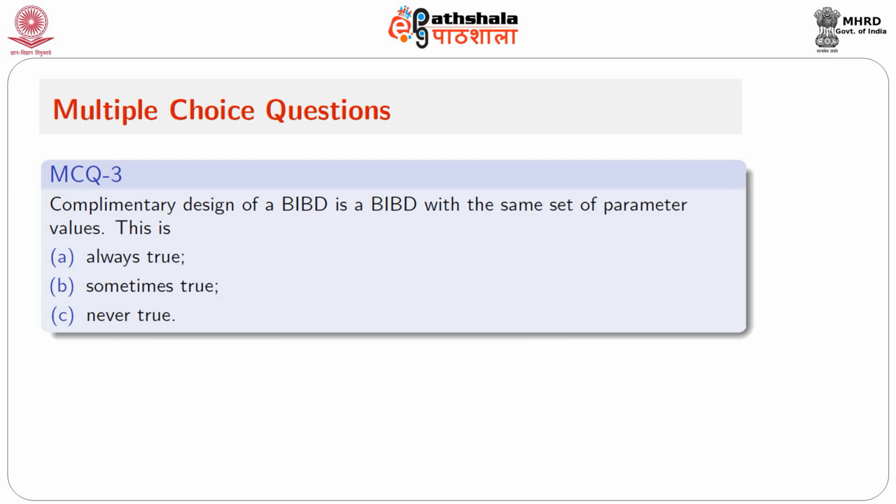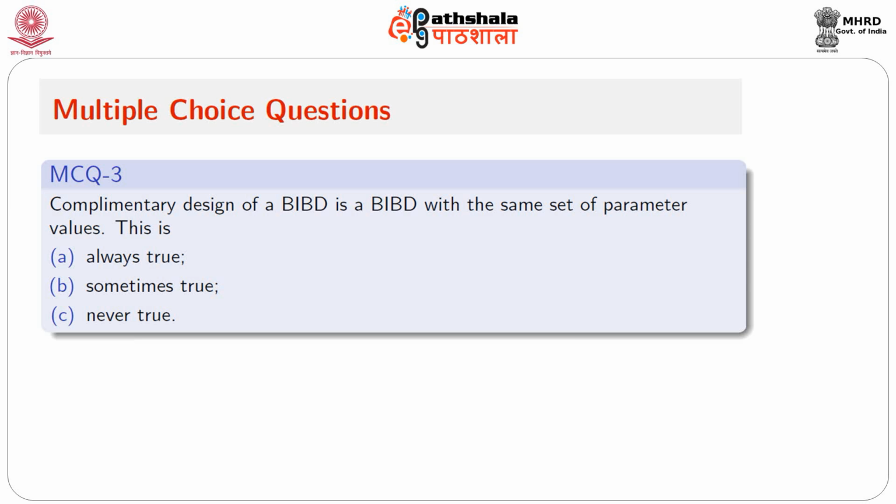Here is the third one. Complementary design of a BIBD is a BIBD with the same set of parameter values. The options: this statement is always true, this is sometimes true, and this can never be true. Let's see. Complementary design means in any block, whatever treatments you have, you take the complement of that. So the block size was k, now it becomes v minus k because the total number is v. Therefore from a BIBD, if I take the complementary design, it has block size v minus k. That's the first thing that is happening.